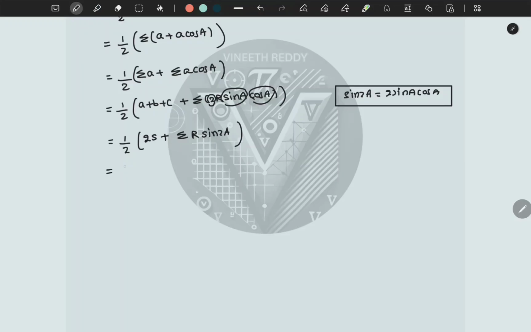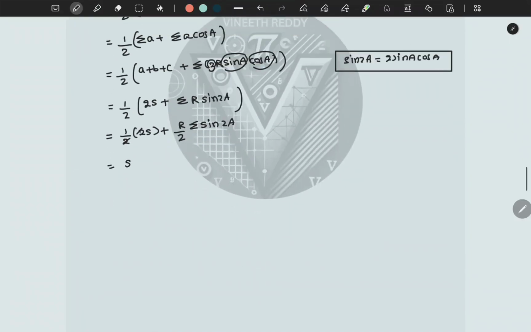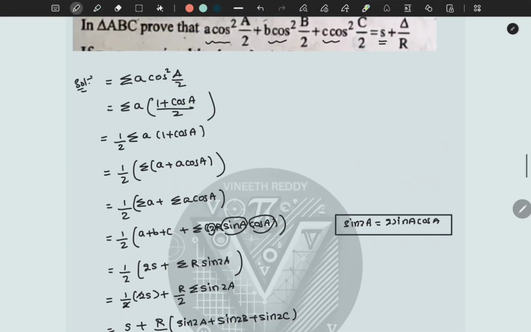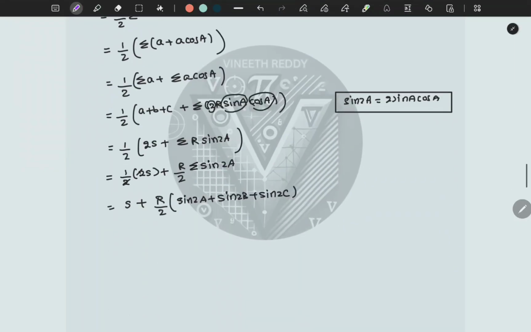So with respect to that, I can write this as 1 by 2 times 2s plus 1 by 2 times, we can take this R outside. We can write this as sigma sin 2A, right? So 2 and 2 get cancelled, we get s ultimately, and that's what we require here. S is got, plus R divided by 2 into sigma sin 2A, which is nothing but sin 2A plus sin 2B plus sin 2C. So don't forget, dear students, this is a triangle. So A plus B plus C should be 180, right? So let us use this particular thing.